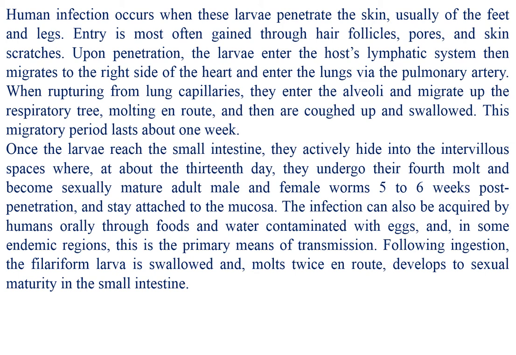The infection can also be acquired by humans orally through foods and water contaminated with eggs, and in some endemic regions, this is the primary means of transmission. Following ingestion, the filariform larva is swallowed and molts twice en route, developing to sexual maturity in the small intestine.